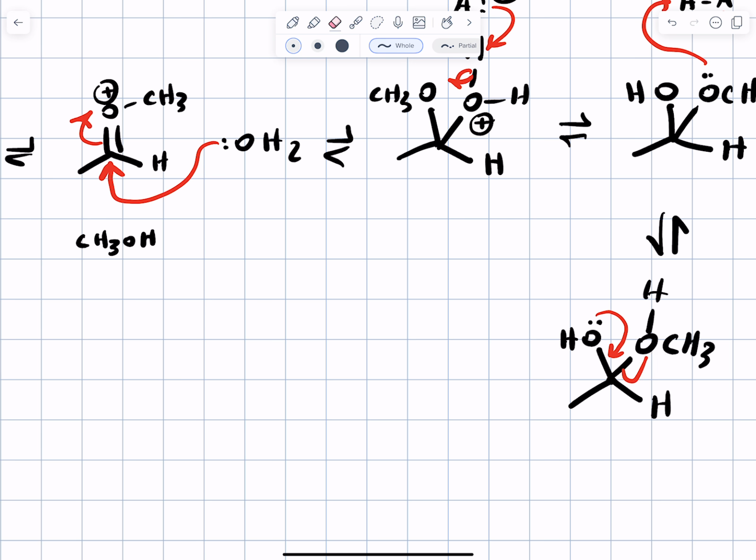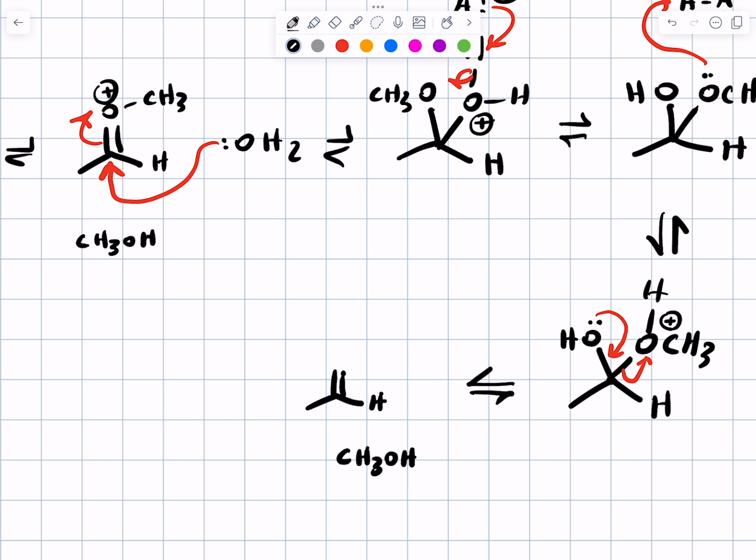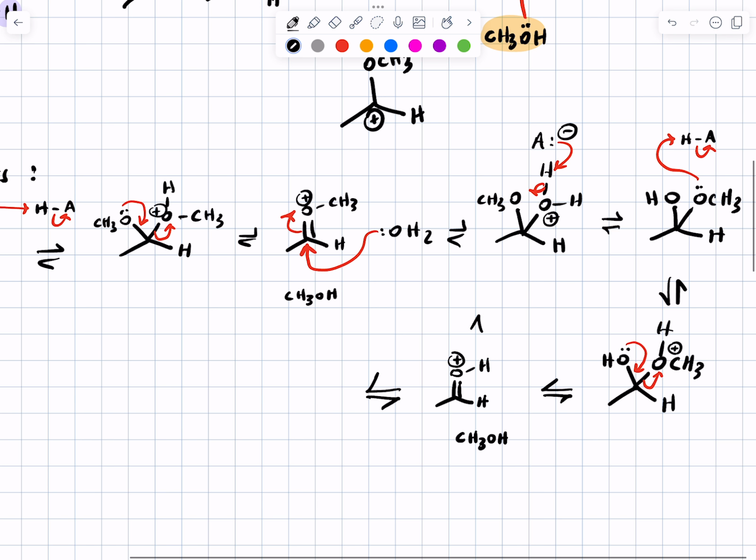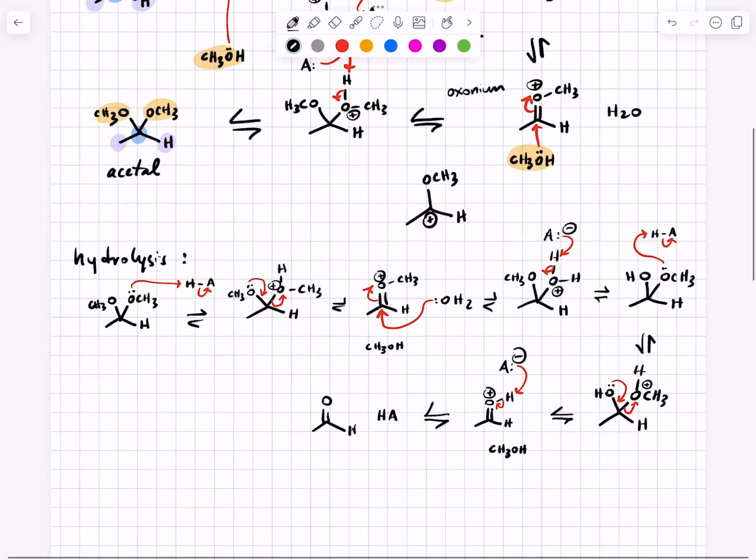I don't like where that plus charge is, so I'm going to move it, sorry. We can kick off the protonated OR group as a leaving group. That gets rid of our second equivalent of alcohol. That takes us to this oxonium ion, and then all that's left is to regenerate our acid catalyst and our aldehyde, in this case product, because the reaction is acetal hydrolysis.